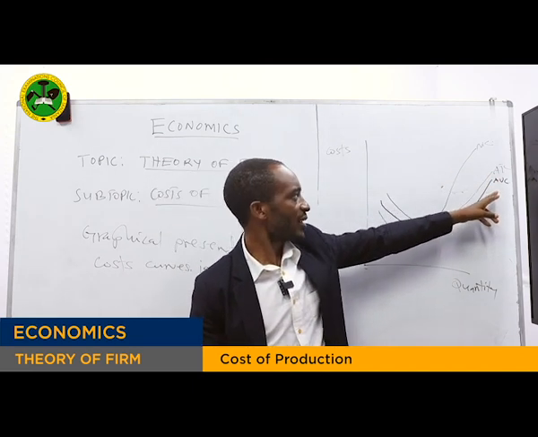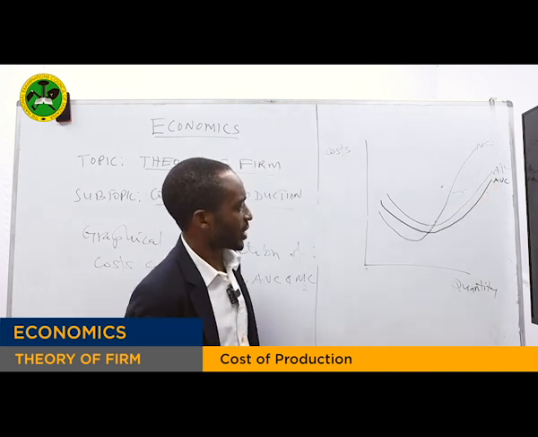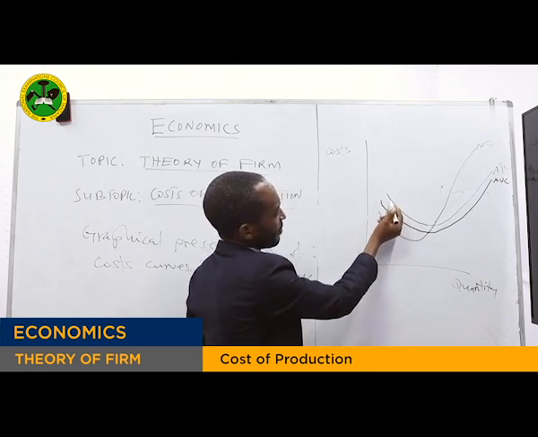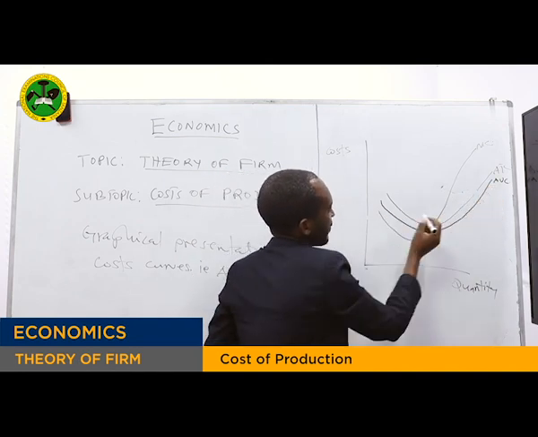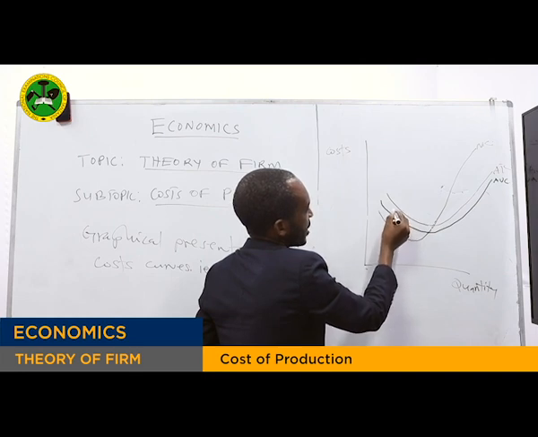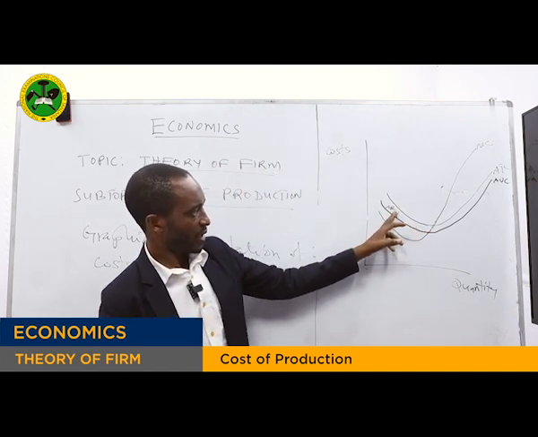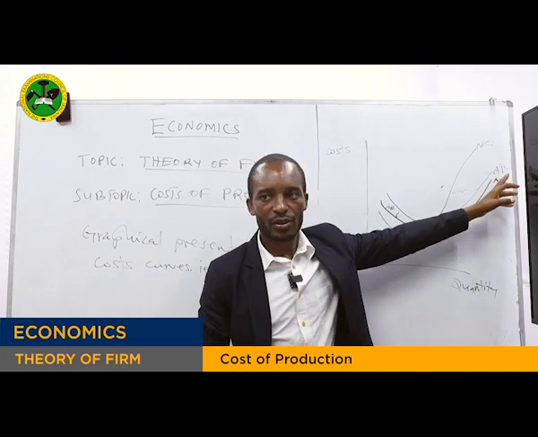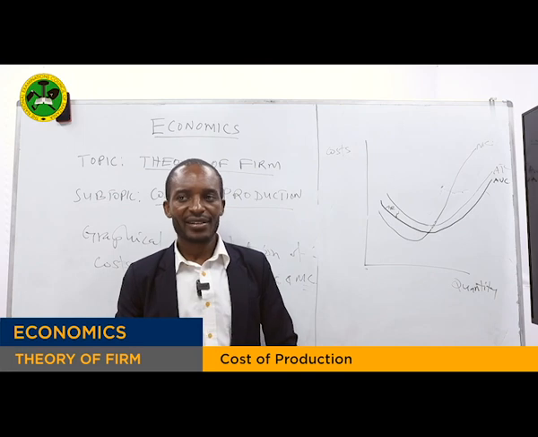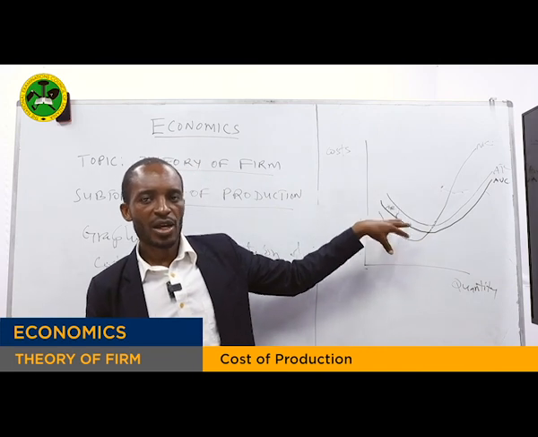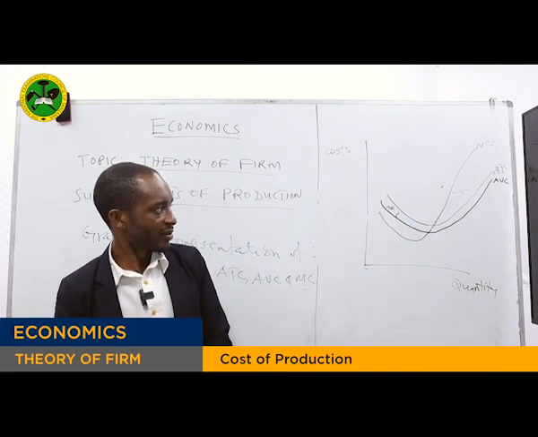So the three costs which we use to analyze the production process are the marginal cost, average total cost, and average variable cost. The gap between average total cost and average variable cost is the average fixed cost. When you take the difference between average total cost and average variable cost, you get the average fixed cost.